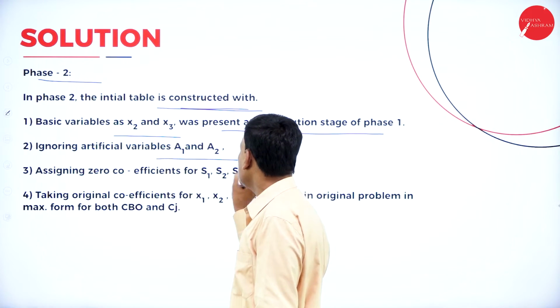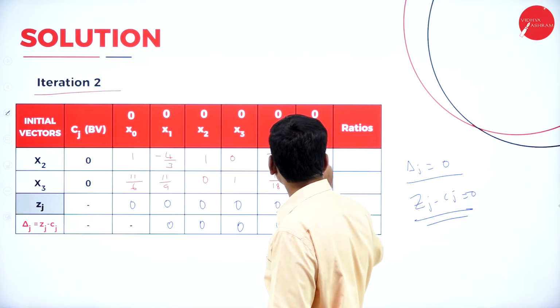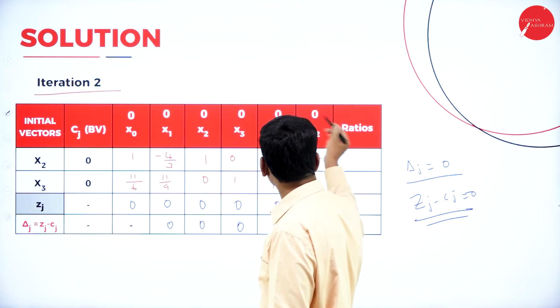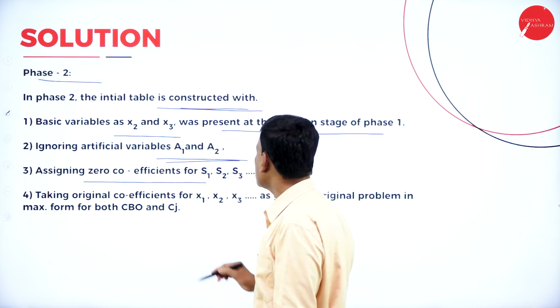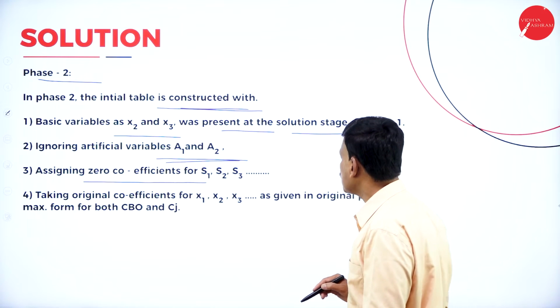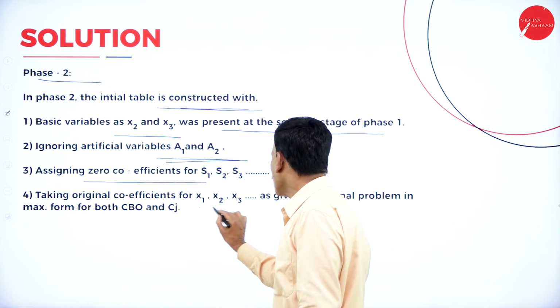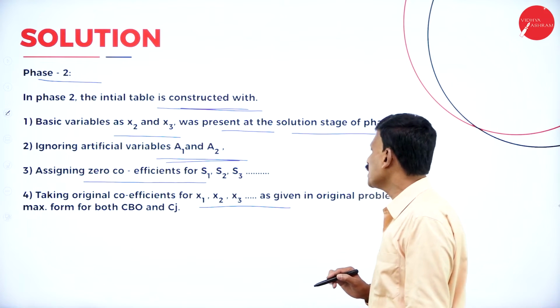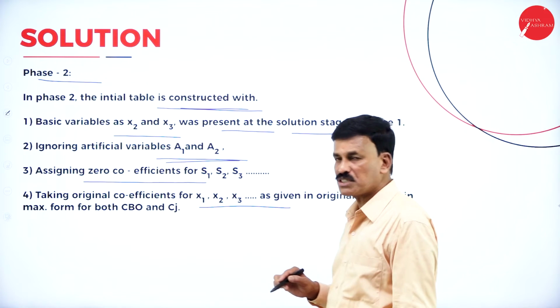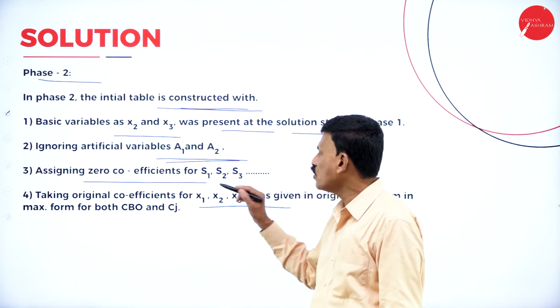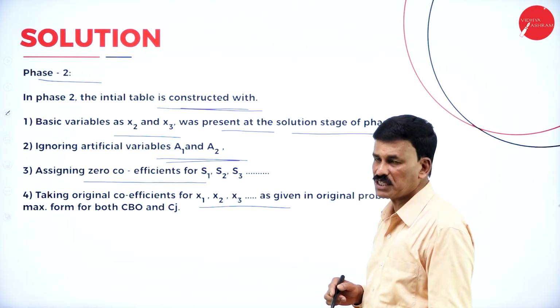Ignoring the artificial variables a1 and a2. So, we are going to ignore the artificial variables a1 and a2. Then, assuming 0 coefficients for s1, s2 and s3 and taking the original coefficients of x1, x2, x3 as given in the original problem, that is in the maximization problem, from both the coefficients of basic variables and the variables.